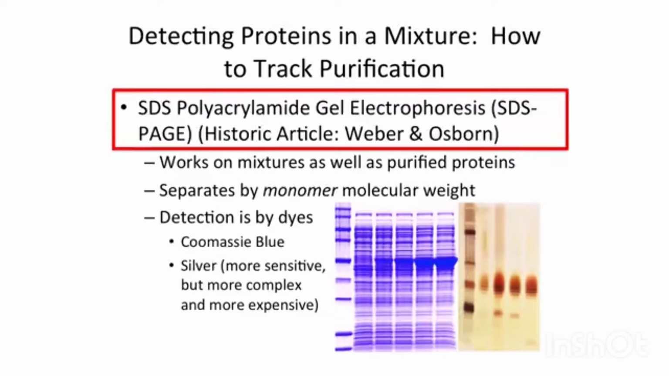The historic article by Weber and Osborn describes SDS polyacrylamide gel electrophoresis. Sodium dodecyl sulfate is SDS. It is a detergent. It has a long aliphatic chain and a sodium ion attached to it, so that it is sort of like the components of membranes that we've talked about that are apolar on one end and polar on the other.